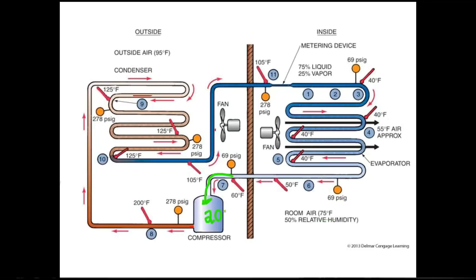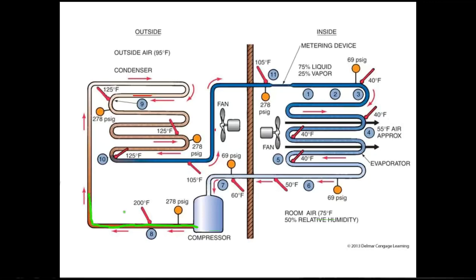Now we have 20 degrees of superheat in this vapor, and after it comes out of the compressor, it still contains that 20 degrees of superheat. And as that refrigerant travels out of the compressor, it is beginning to cool down, and it's de-superheating, and it's just letting off the sensible heat as it enters into the condenser coil.